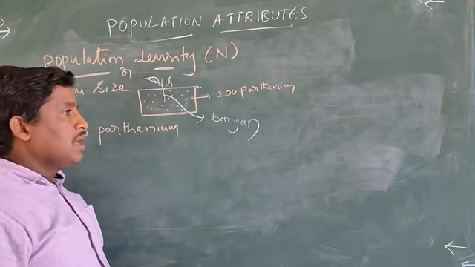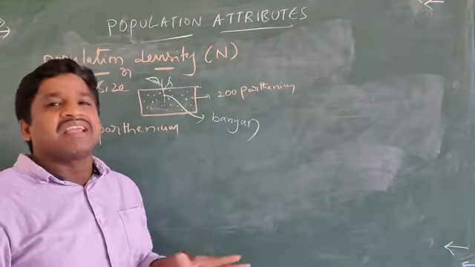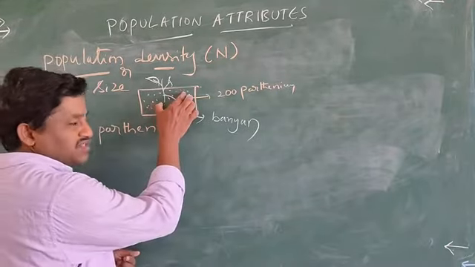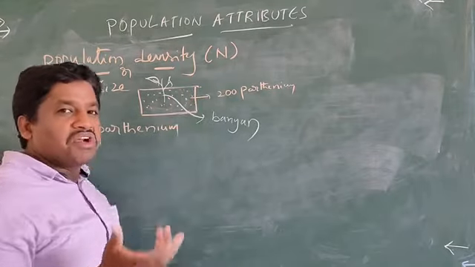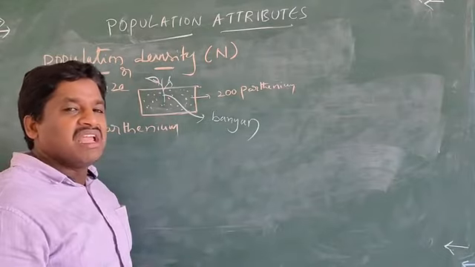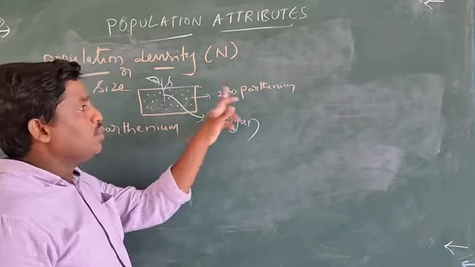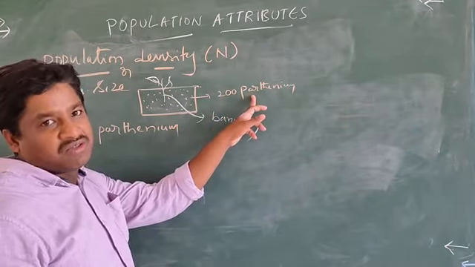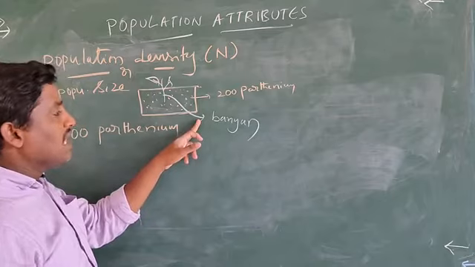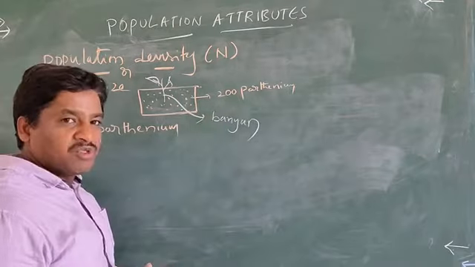But from the productivity point of view, that means the biomass point of view, you can calculate the population density in that area. So for the parthenium species, how much productivity can be produced when compared to a banyan tree? The banyan tree produces a large amount of productivity, that means biomass, when compared to 200 parthenium plants. So from the biomass point of view, the population density is relatively more in that banyan tree when compared to 200 parthenium plants.